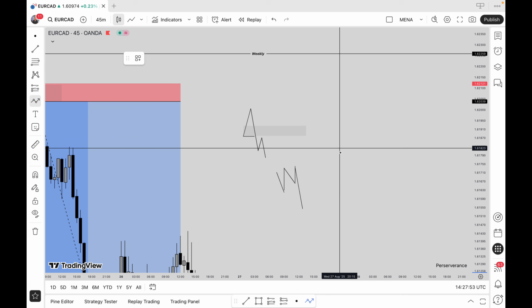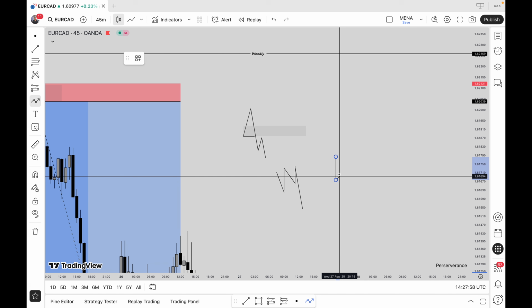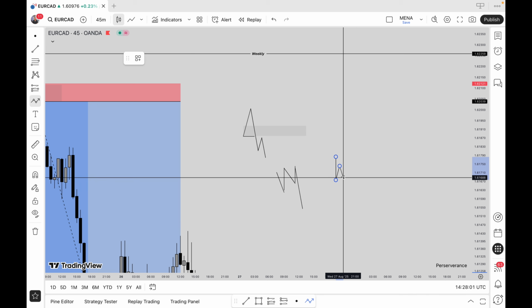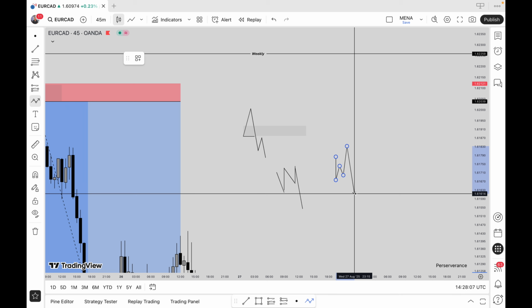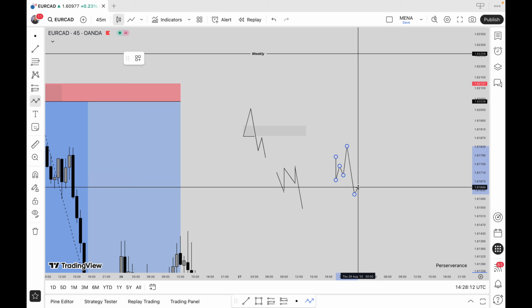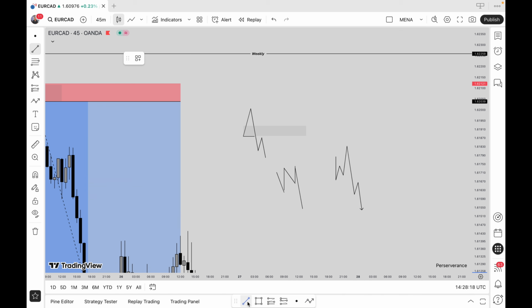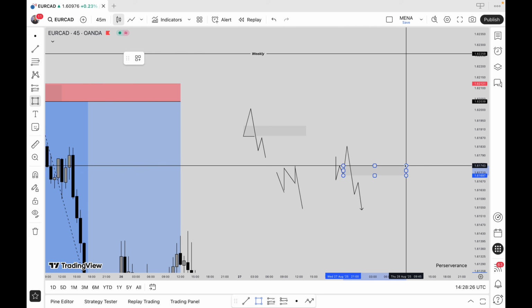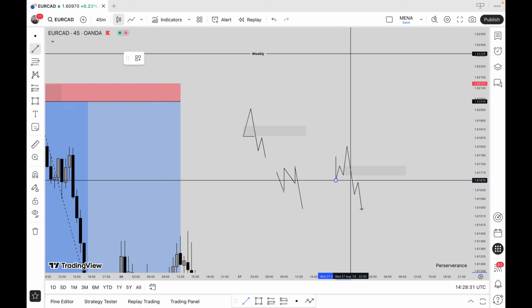So let's say price, we have something like this, right? And then we have a market structure shift. In this scenario, we have our inducement here like this, and then we confirm our inducement. In this scenario, this is the point of interest, which in this case is going to be a breaker block. This is a point of interest that triggered this market structure shift or a break of structure.